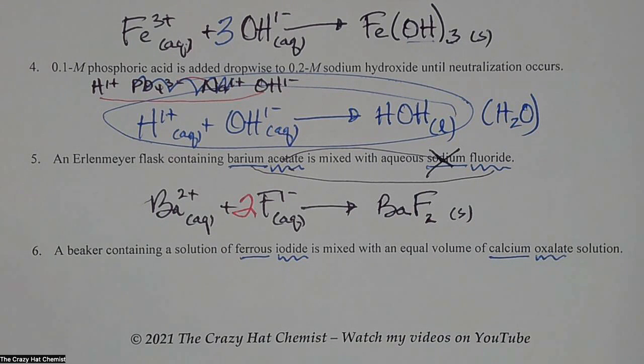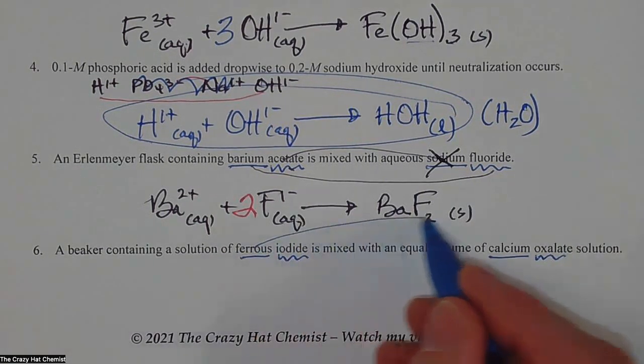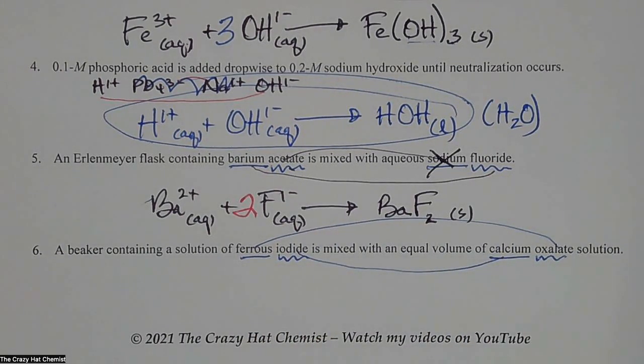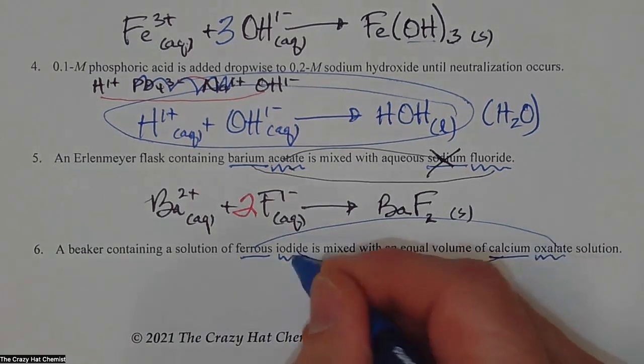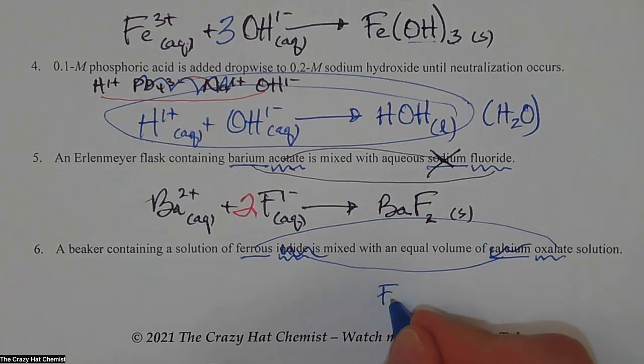So ferrous iodide or calcium, so ferrous oxalate or calcium iodide. And oxalates are insoluble. Chlorides, bromides, and iodides are soluble except for silver, mercurous, and lead. So it cannot be the iodide with the calcium. So therefore, it must be the ferrous oxalate. So ferrous has a 2 plus charge. Oxalate has a 2 minus charge.